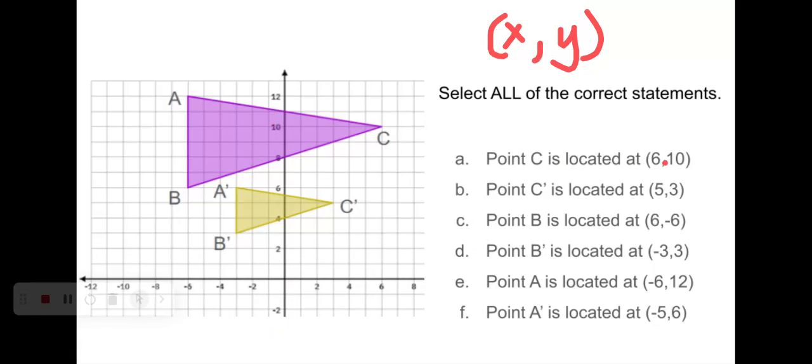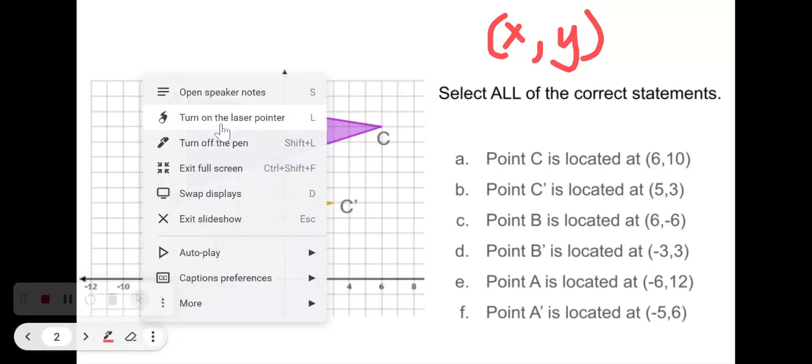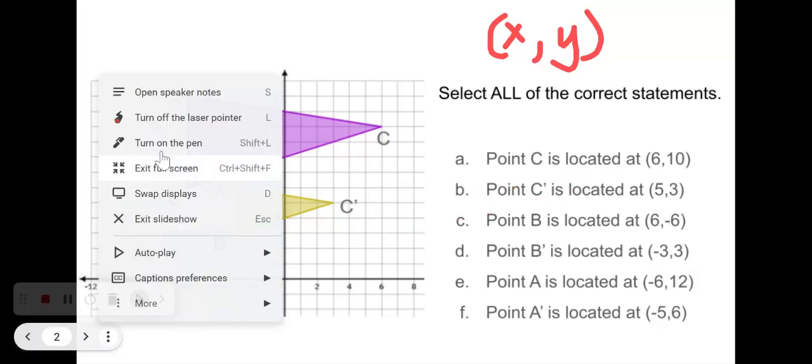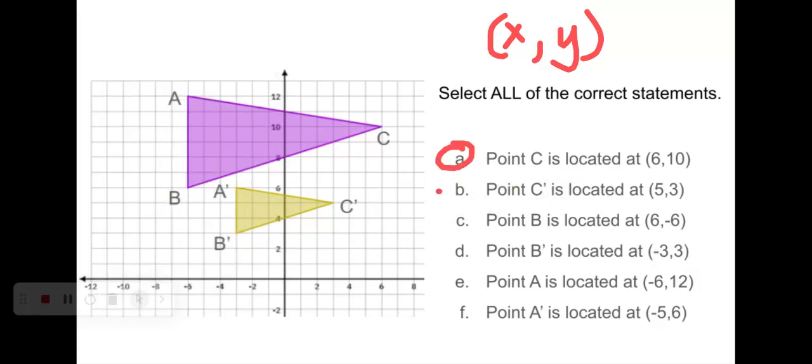Point C is located at (6, 10). So I'm going to use my little laser pointer. Okay, I'm starting at 0, x first. So x is 6. I'm going to go over to the 6 and then up 10. That is correct. Point C is at (6, 10). Point C prime is (5, 3). I like to start at 0, go 5 on the x-axis, and then up 3: 1, 2, 3. That is not where C prime is. C prime's over here, not over here. So that is incorrect.